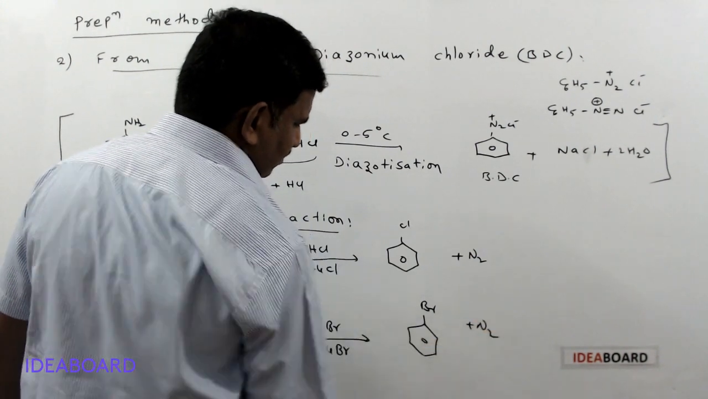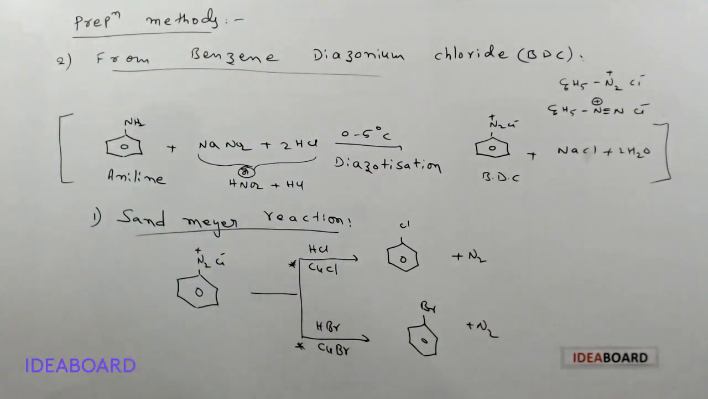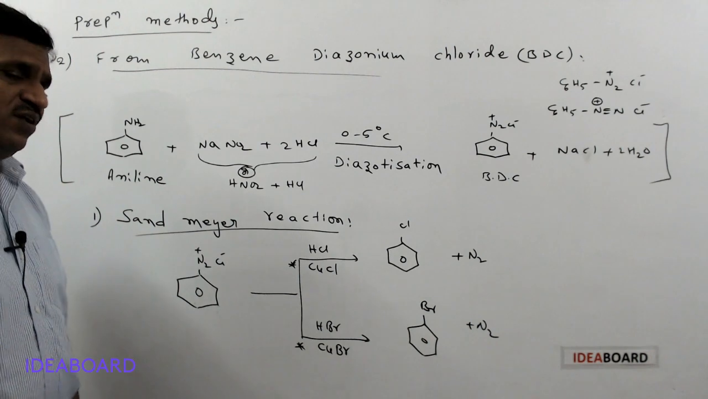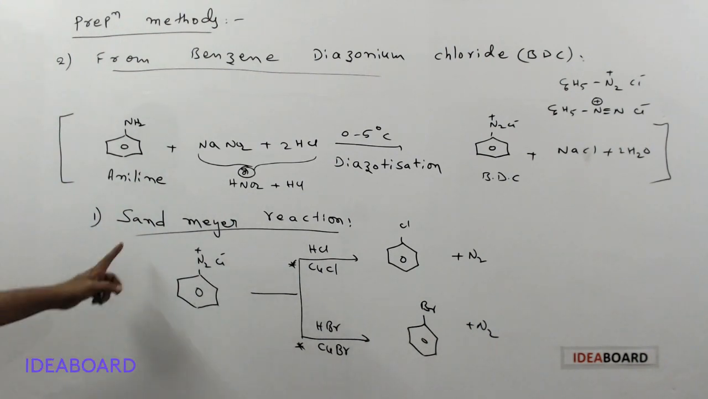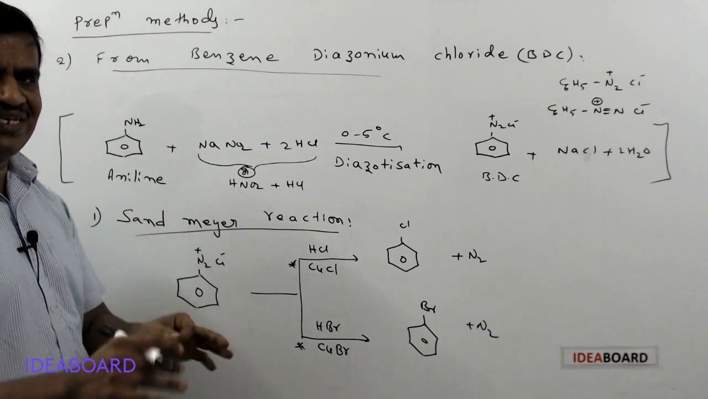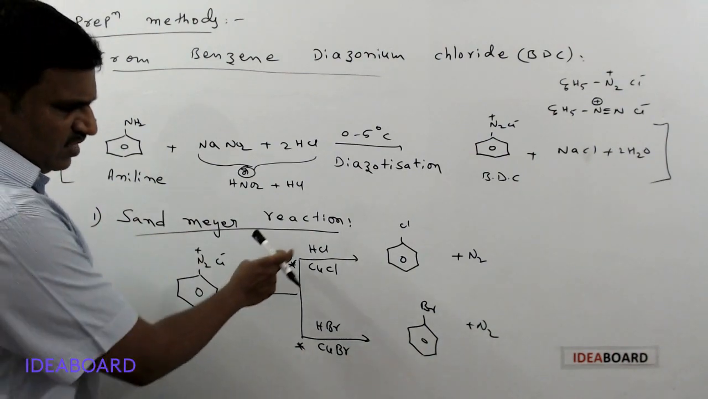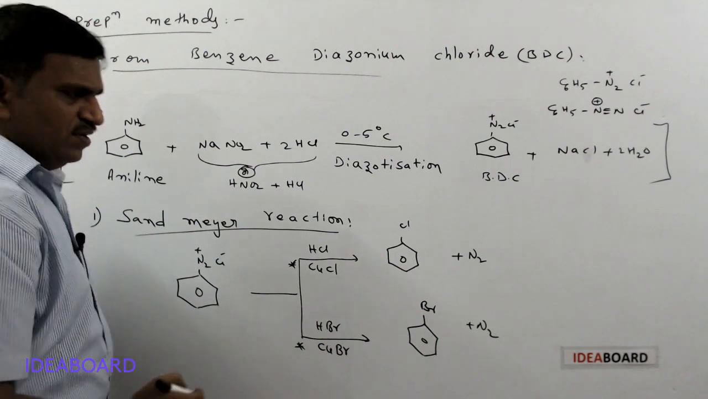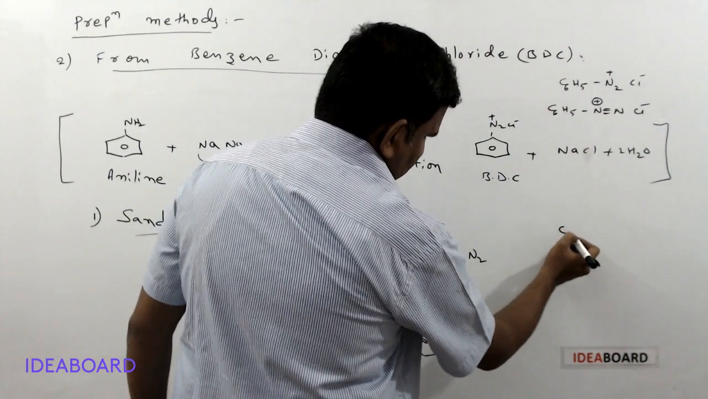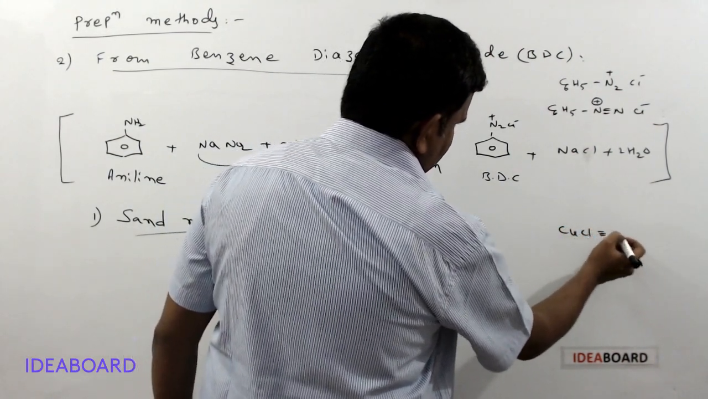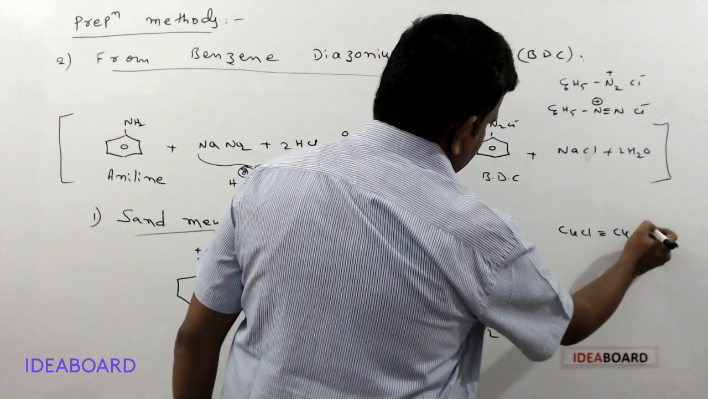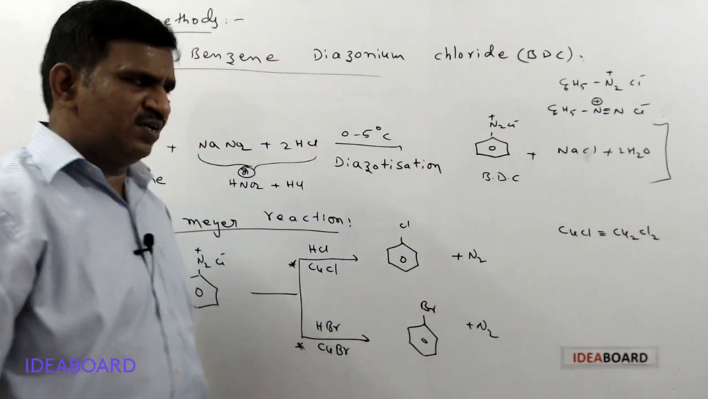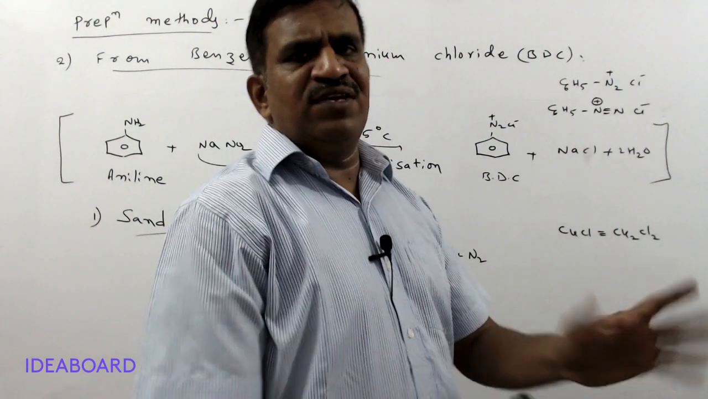Please remember, the formation and writing of main products is very important in organic chemistry. And if they ask what the reagent for the Sandmeyer reaction is, it is HCl and CuCl, or HBr and CuBr. Sometimes instead of CuCl they may give Cu2Cl2. Both are the same. Please remember, one is the monomer and this is the dimeric form.